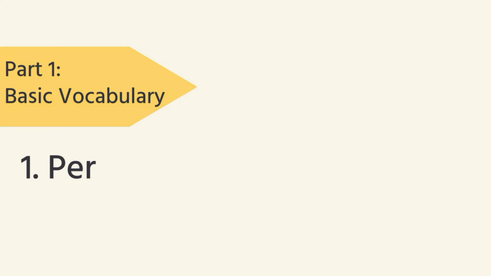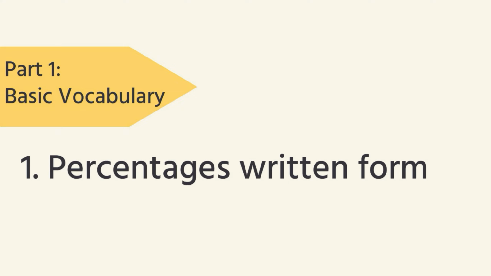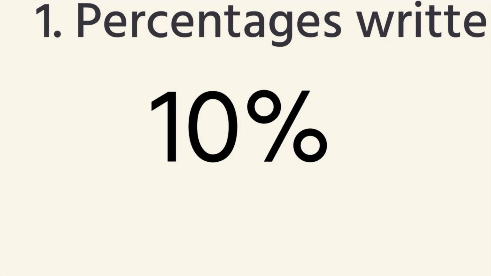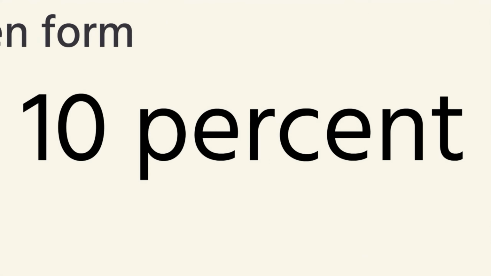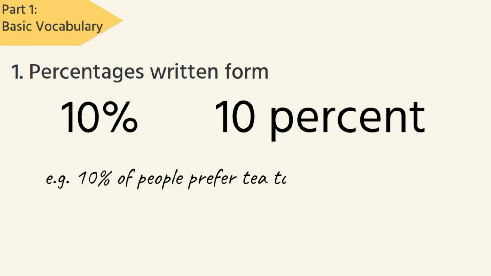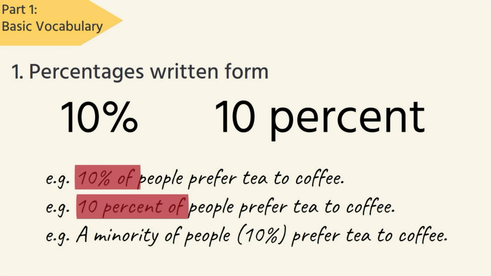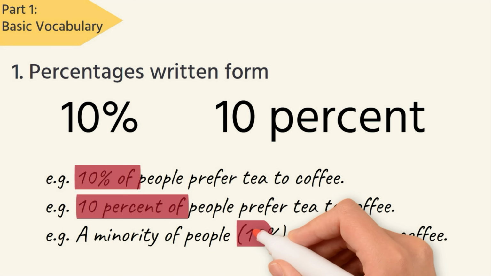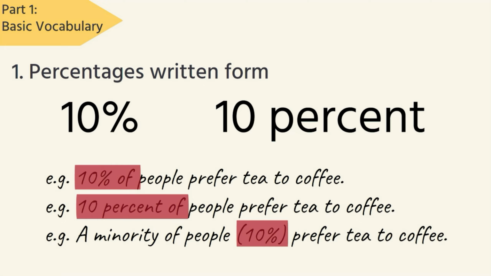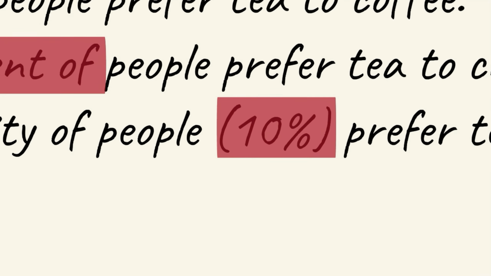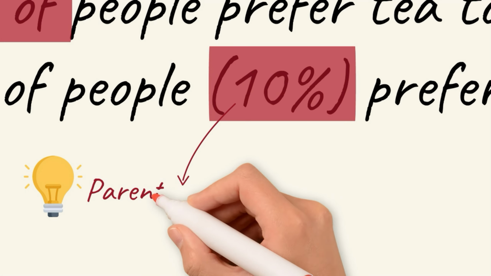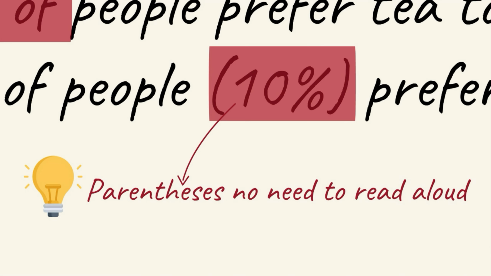Part 1, basic vocabulary. First, percentages can be written in 2 ways. The number with the percent sign, like this. The number followed by the word percent. In a sentence, we can say 10% people prefer tea to coffee, or 10% of people prefer tea to coffee, or a minority of people, 10%, prefer tea to coffee. Here is a tip. Parentheses can be used to show percentages without needing to read them aloud.